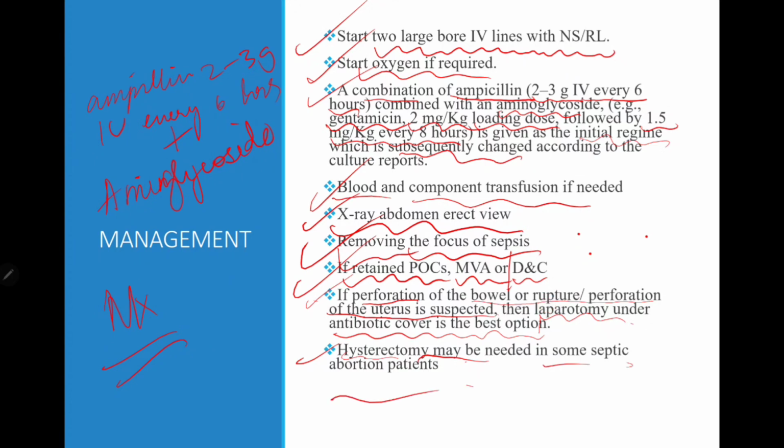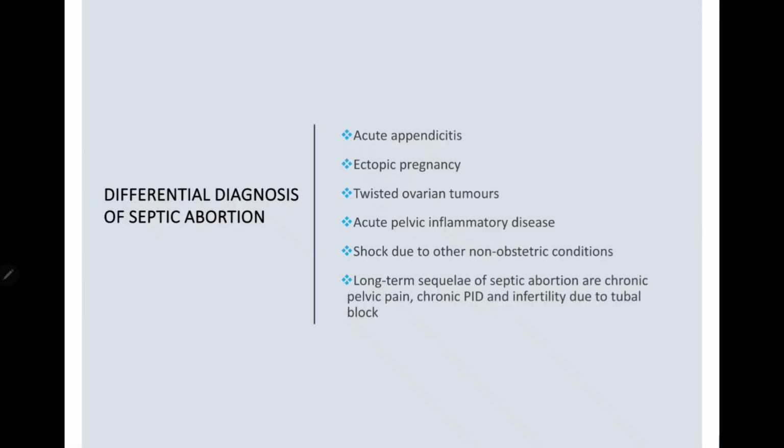So management: start with IV lines, start oxygen, give a combination of ampicillin and aminoglycoside, give a blood transfusion if required, take an X-ray abdomen erect view, and remove the focus of sepsis. If retained products of conception, MVA or D&C can be done. If perforation of bowel or rupture or perforation of the uterus is suspected, then laparotomy under antibiotic cover is the best option. Hysterectomy may be needed in some septic abortion patients.